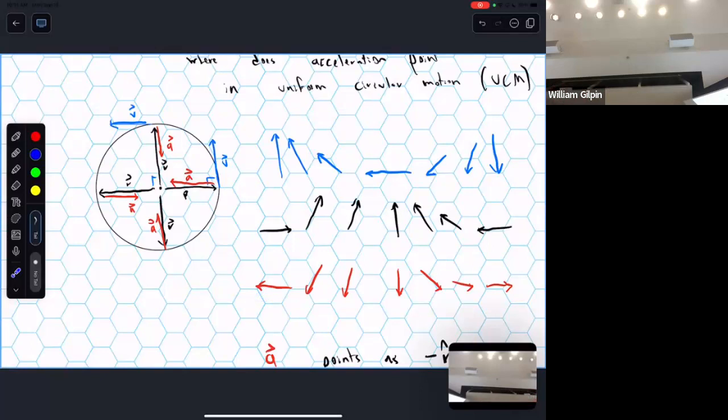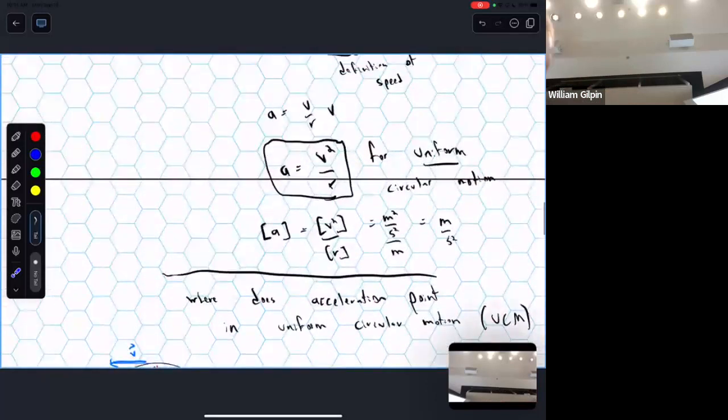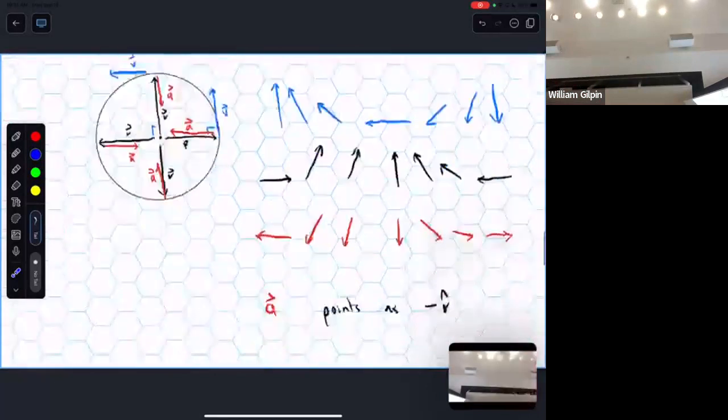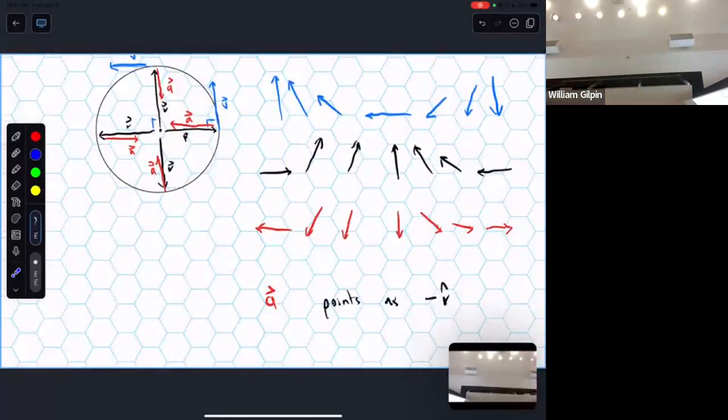Just like the velocity vector is a constant length vector that spins around, the position is a constant length vector that spins around. So is the acceleration. The acceleration magnitude is constant and equal to v squared over r. And it's also a vector that's just spinning around as the object orbits over time.